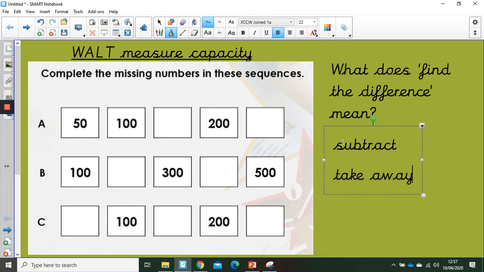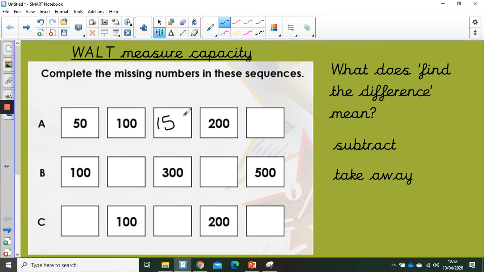So let's look at the difference between the two figures that we've got here, 100 and 200. Find the difference between those two, which is 100. That doesn't mean this one is 100 because it's halfway in between. So what is half of the 100 difference? It's 50. 100, 50 more is 150. 50 more than 200 is 250. Well done.